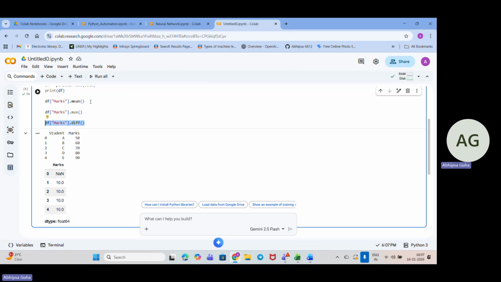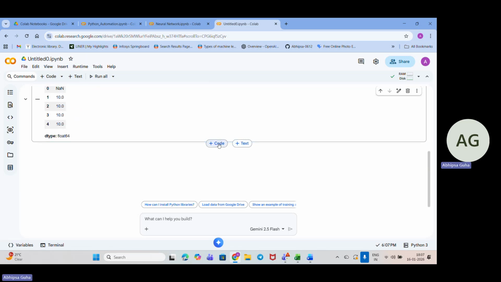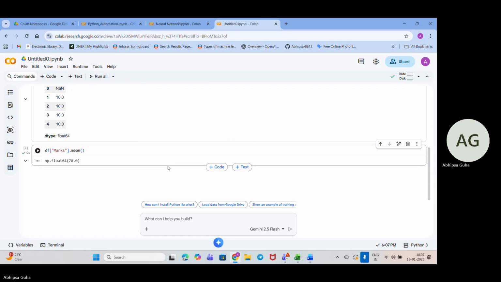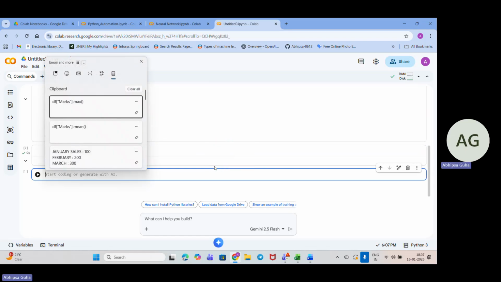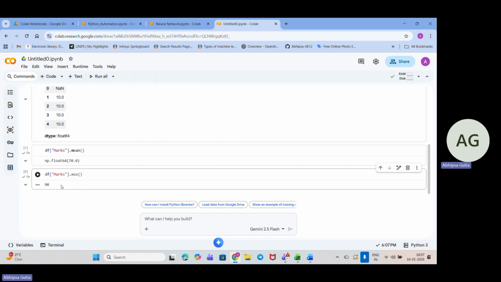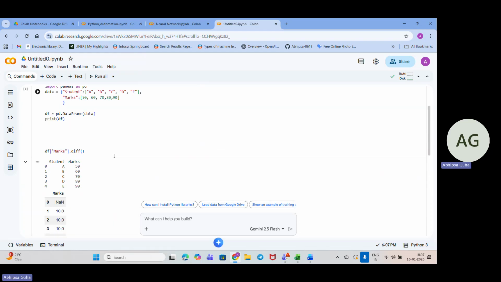Okay. So let's just Control X, and I want to print it up here so that I can get everything here. So we have got the value, and I want the max value, and I have printed the max value as 90. Okay. So these are the things that we have done.